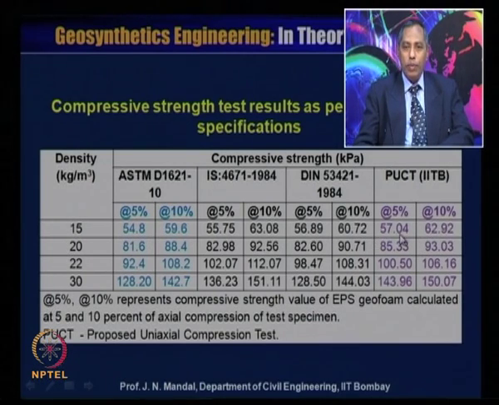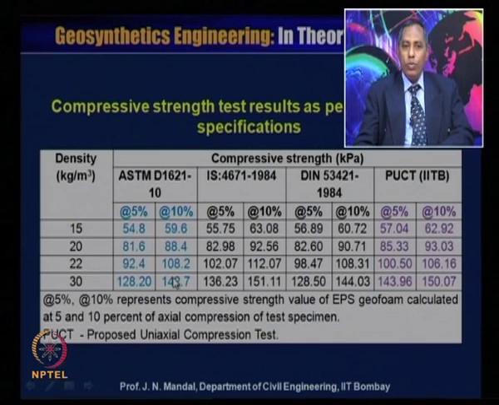This is 54.8, whereas this is 57.04. This is 81.6 at 5% strain, this is 85.33, this is 92.4 at 5%, this is about 100.50, this is 128.20, and this is 143.96. Similarly, at 10%, this is 59.6 for 15 density, whereas this gives 62.92 compressive strength. Then this is 88.4 at 20 kg per meter cube density, and the proposed gives 93.03.